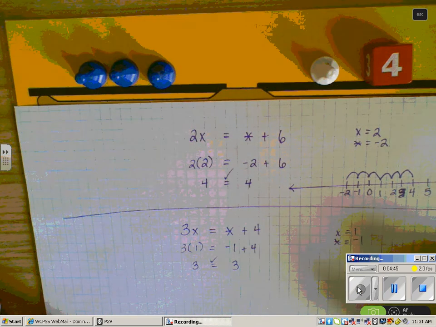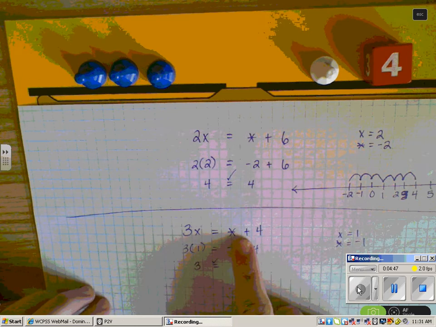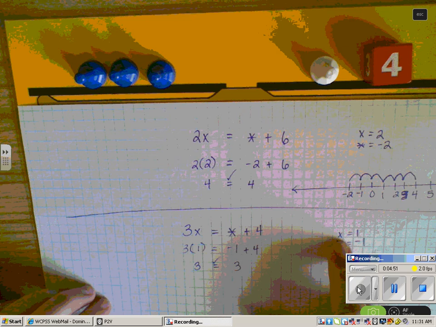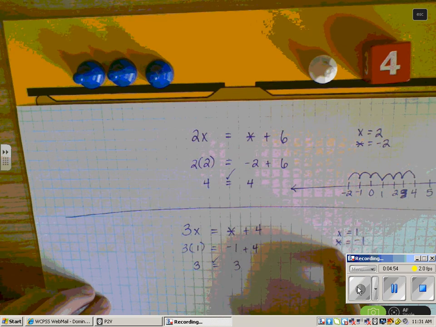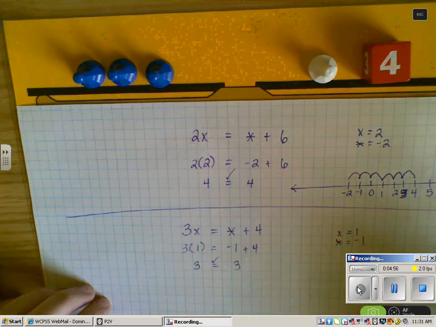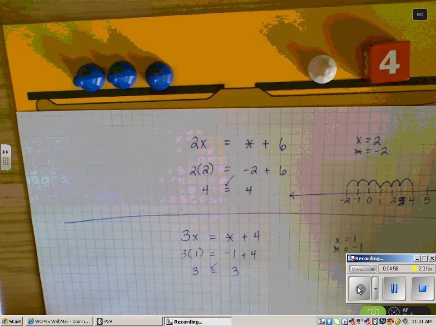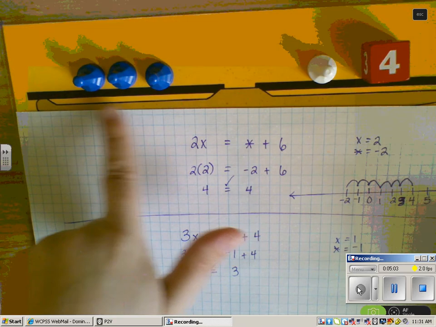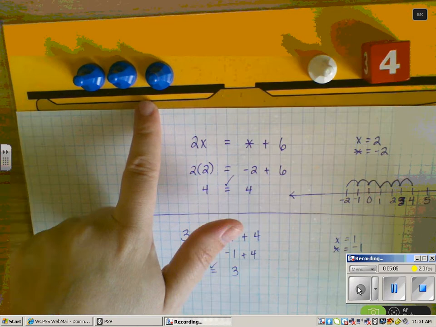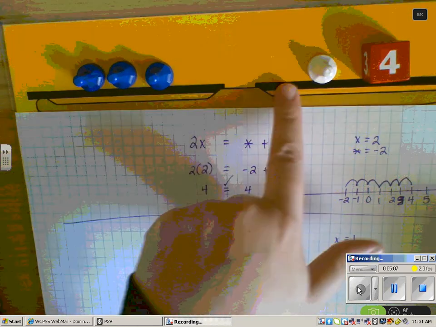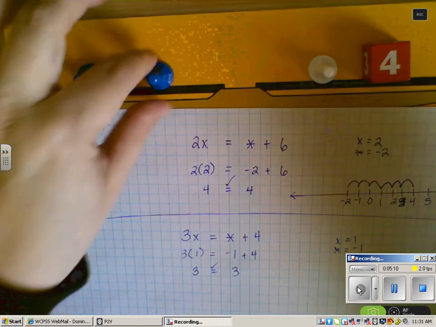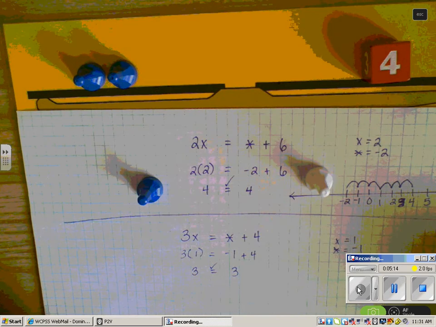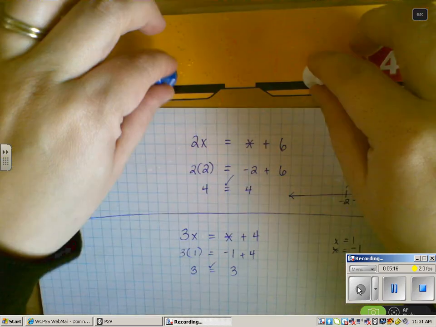Okay, when I solve this using my legal moves, 3x equals star plus 4, I found that x equals 1 and star equals negative 1. I got that by doing the following. I'm going to show you how I solve this. I have no legal moves that I can make over here. I don't have a 0 I can take away. I don't have a 0 I can take away. And I certainly cannot take an x and a star away from both sides, because they're not even equal to each other. So I have to add a 0.